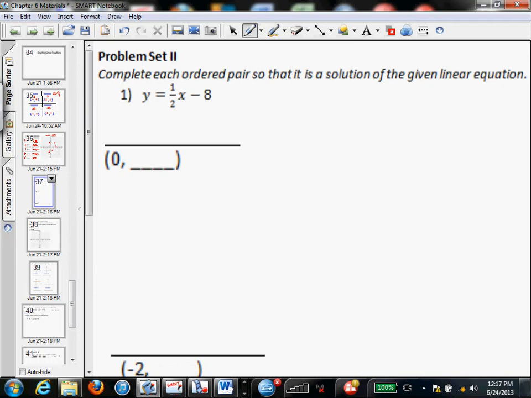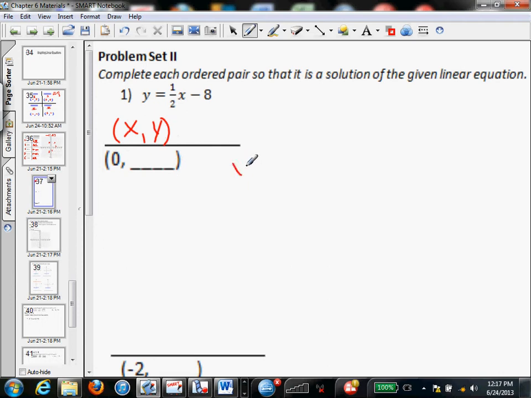Okay, so moving from problem set 1 to problem set 2, we are actually given an equation with two variables, x and y, and we can actually use this to find coordinate pairs. Because if you notice, there's x and y. And for this first part, the 0 comma something, 0 is going to be x, and we have to find out what y is going to be in this case.